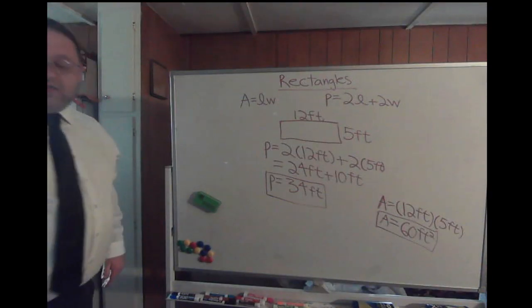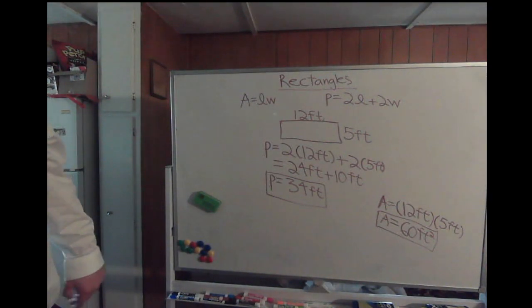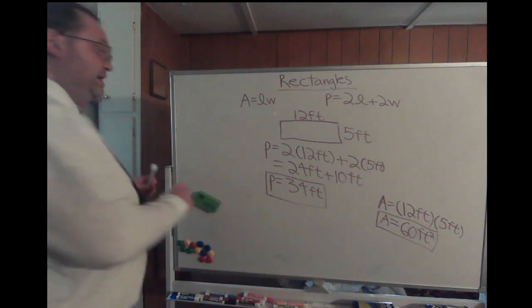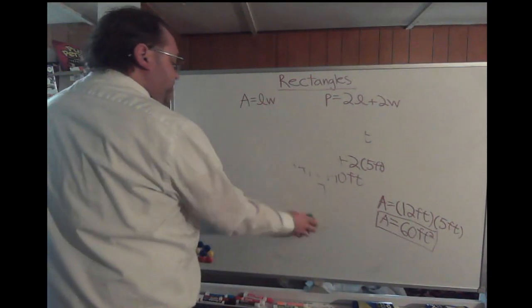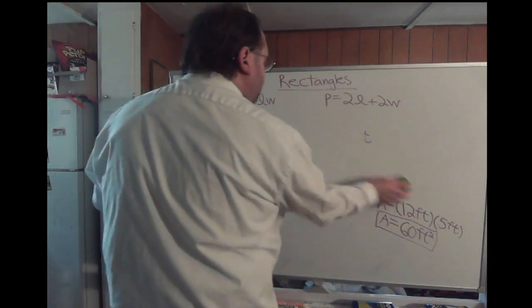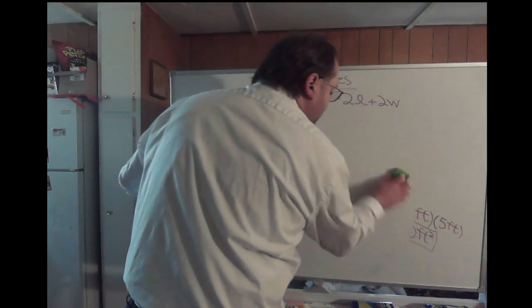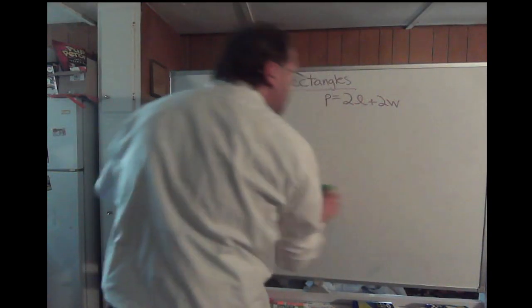Well, that's a bit of a review of how to find the perimeter and area of rectangles. Now we're about to shift this a little bit. We're about to manipulate these formulas. And I'll show you what I mean by manipulation here in a minute.